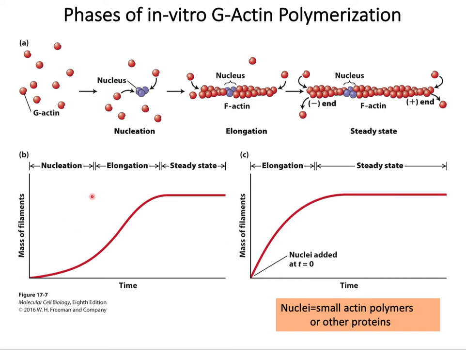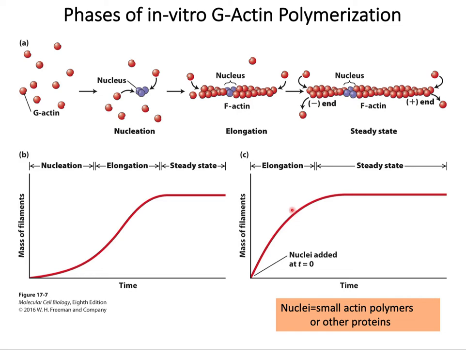On the left panel, you are seeing there is no seed or nucleus added to the test tube. You have this lag phase, the nucleation phase, where a few monomers have found each other and formed a short polymer. Then you get rapid elongation shown here, and eventually you reach a steady state where the rate of monomer on is equal to the rate of monomer off.